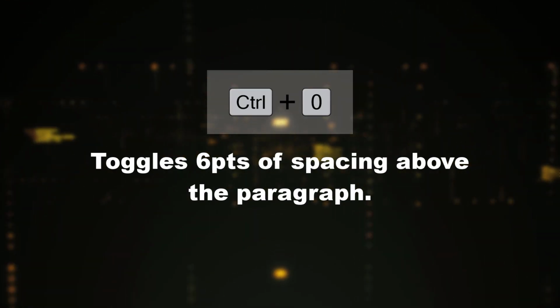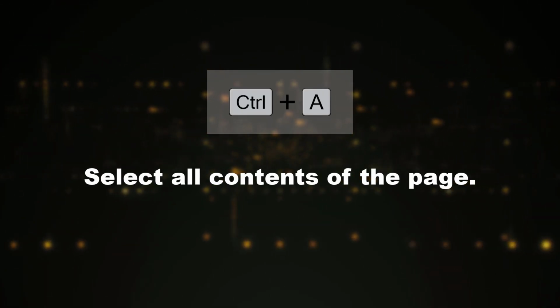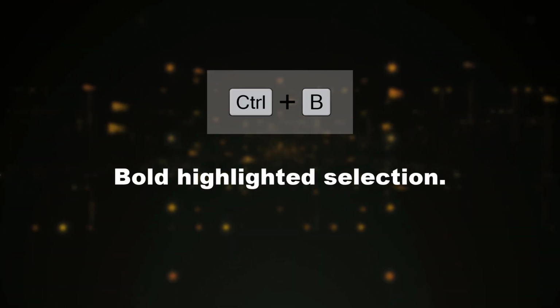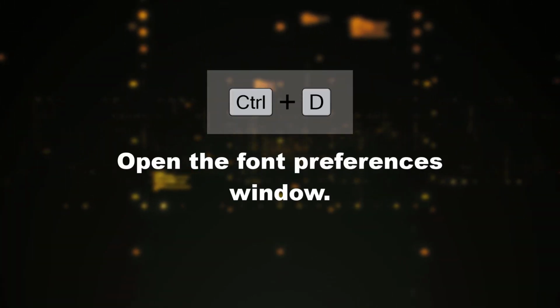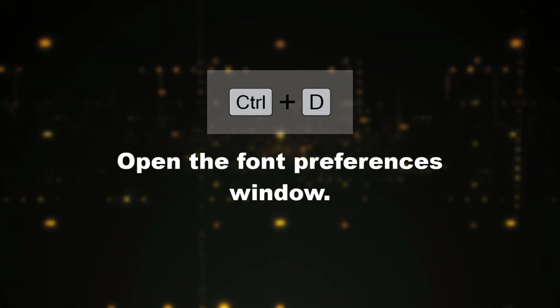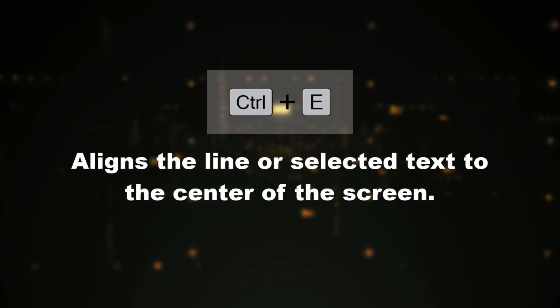Ctrl+0 toggles 6 pts of spacing above the paragraph. Ctrl+A selects all contents of the page. Ctrl+B bolds the highlighted selection. Ctrl+C copies selected text. Ctrl+D opens the font preferences window. Ctrl+E aligns the line or selected text to the center of the screen.